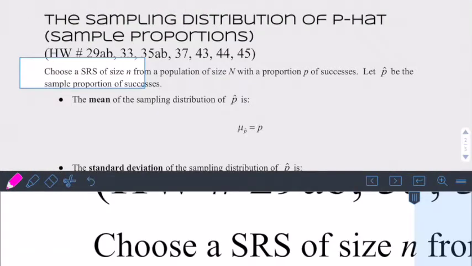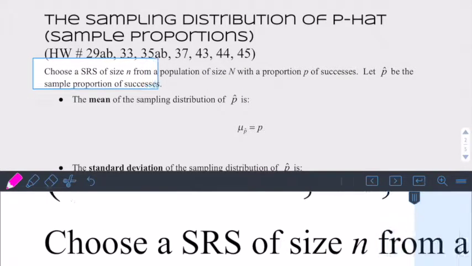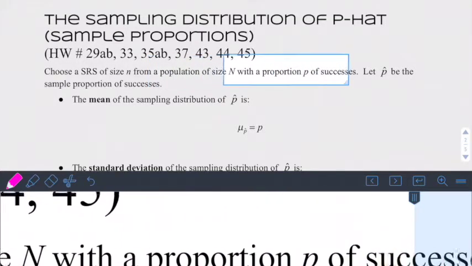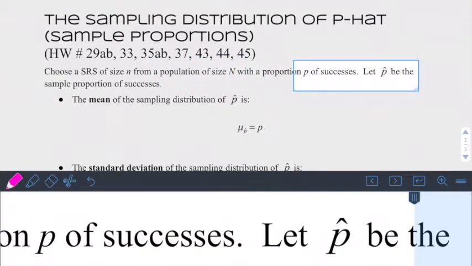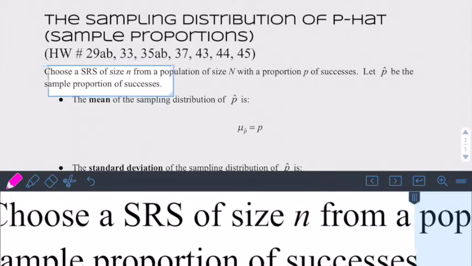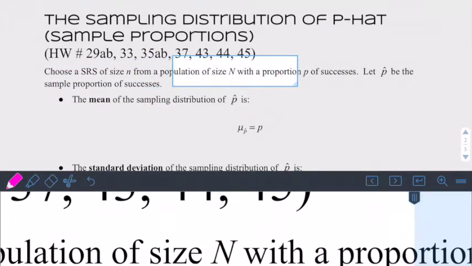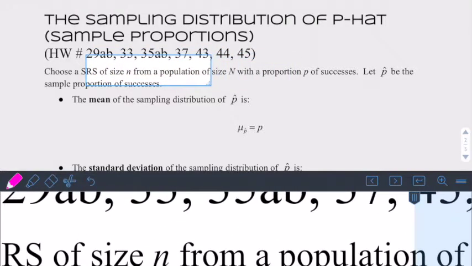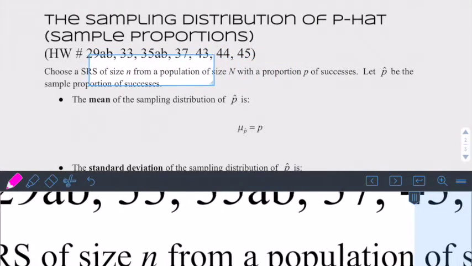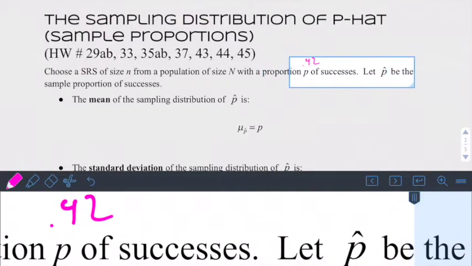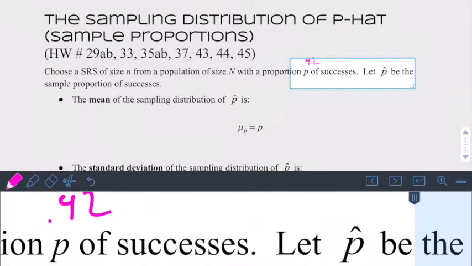We choose a simple random sample of size n from a population of size capital N with a proportion of p successes. Let p-hat be the sample proportion of successes. So that's exactly what we just did. N is all the students at our school. Little n was our sample of size 10. p was 0.42 in our example, and our p-hat was all those different things, every p-hat. That last p-hat we had was 0.2.